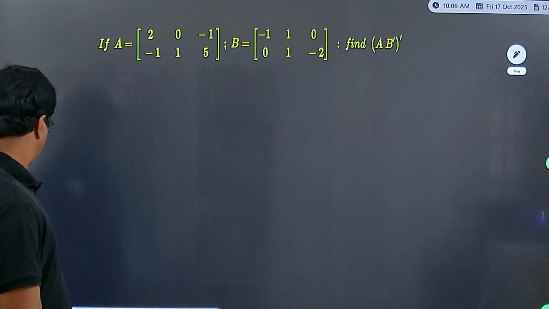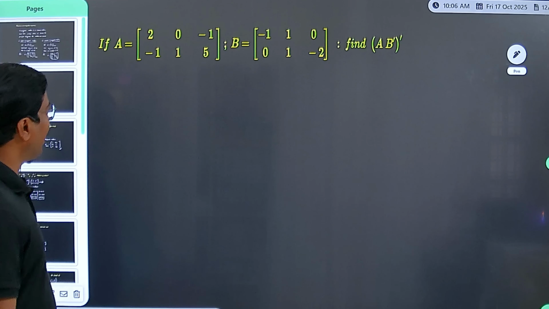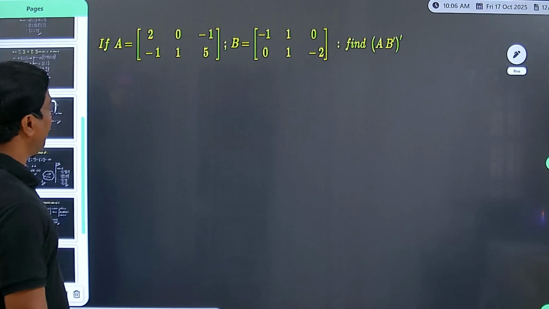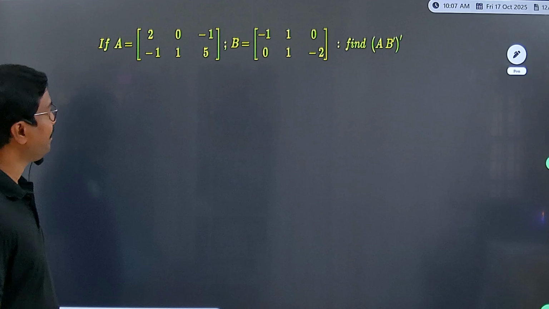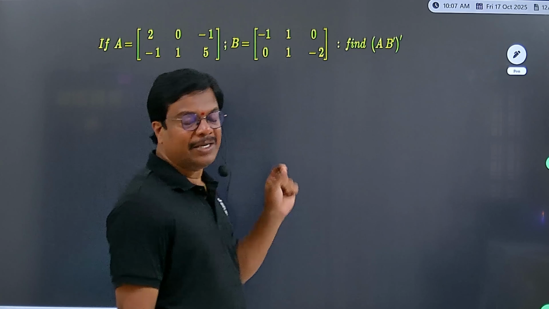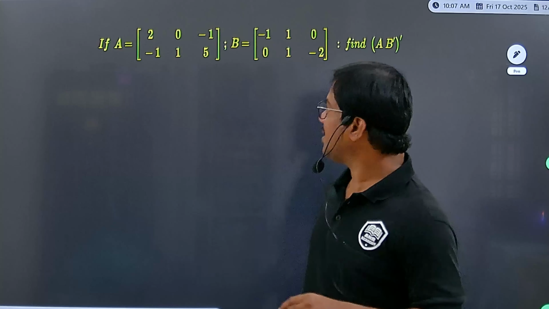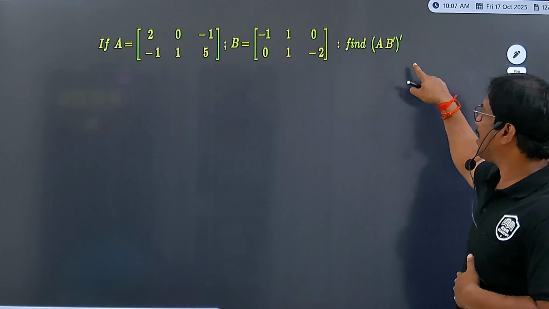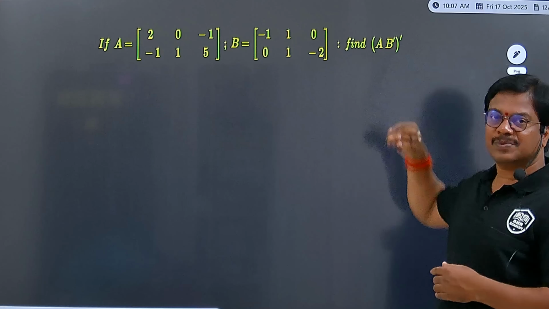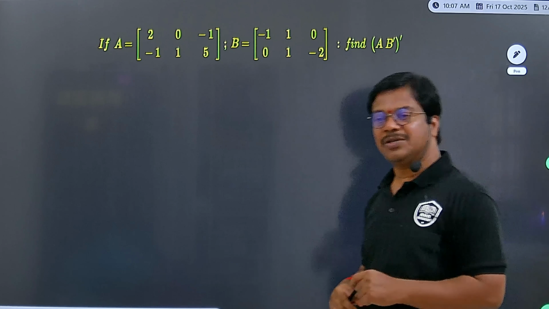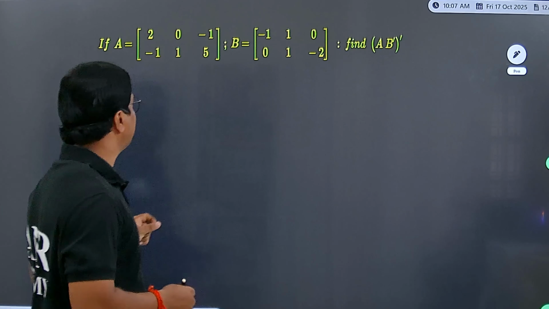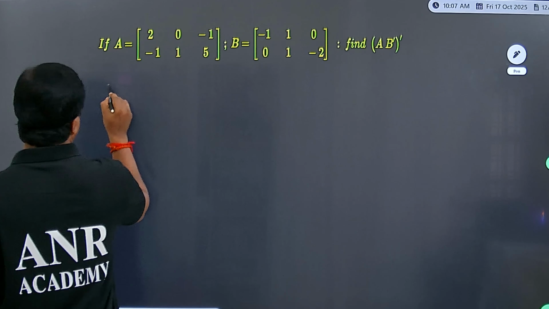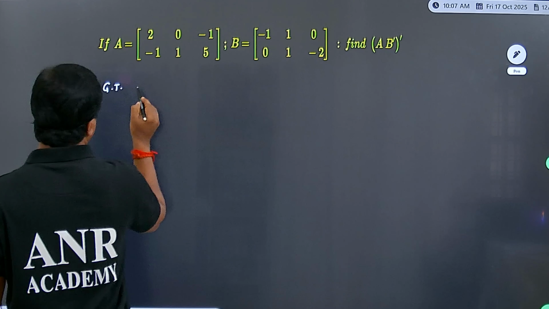Next, A, B, two matrices are there. A, B transpose, whole transpose, that is the question. A into B transpose, whole transpose. Here we have to apply the property: AB whole transpose equals B transpose into A transpose. Using that property we can find the result. Yes, first the given data I am going to present in the solution.